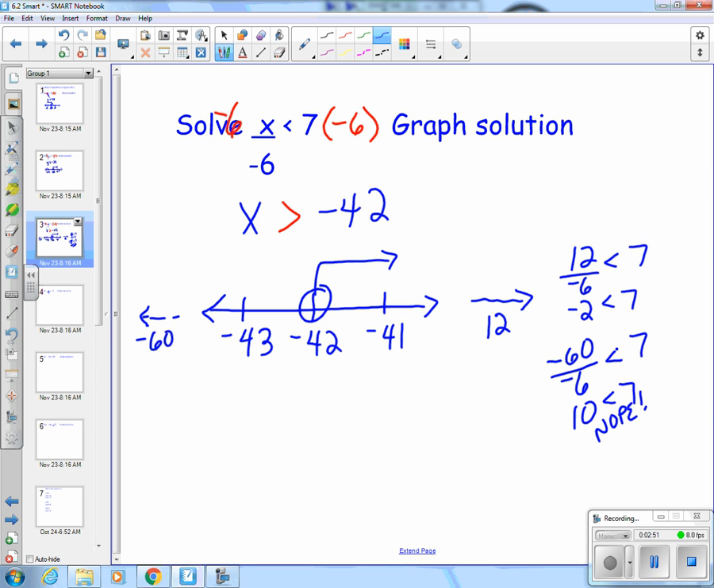So we can see that having flipped that inequality symbol around allows us to have all of the correct answers. Everything to the right is good. Anything to the left here is not what we wanted. So it's a good thing we flipped that inequality symbol around.